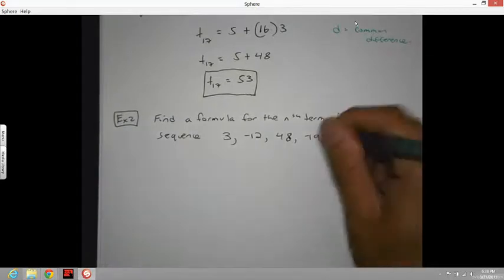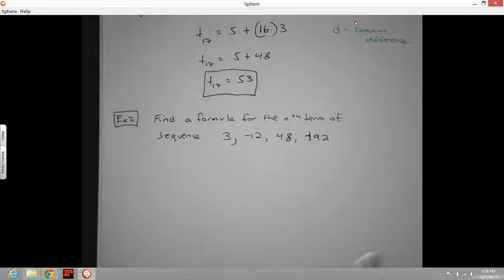And I'm going to stop there. That was a negative 192. So, one more time, I want you to find a formula for this sequence. And I'm not going to tell you what kind of sequence it is. I'll let you figure that out. Go ahead. Have you found it yet? Well, I don't know what sequence this is. It could be arithmetic. It could be geometric.